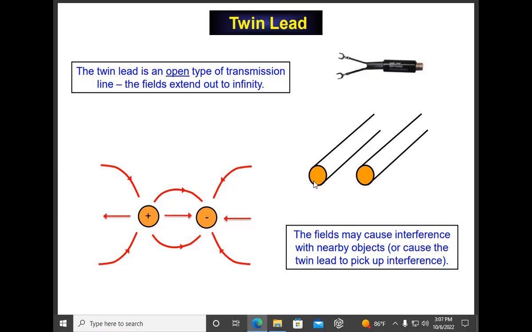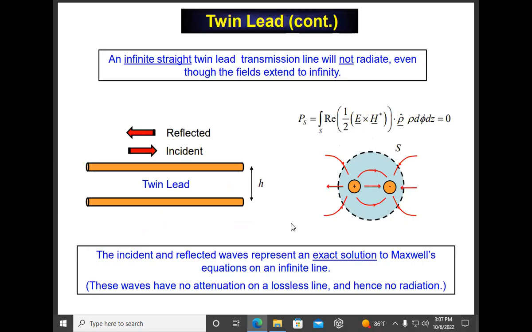Now that means this structure is susceptible to picking up EMI or causing EMI, right? So it can generate a field that interacts with a component over here, or a component over here that's radiating a field can be picked up by the twin lead, right? To make it more immune to that, you can space them closer and closer together, okay?